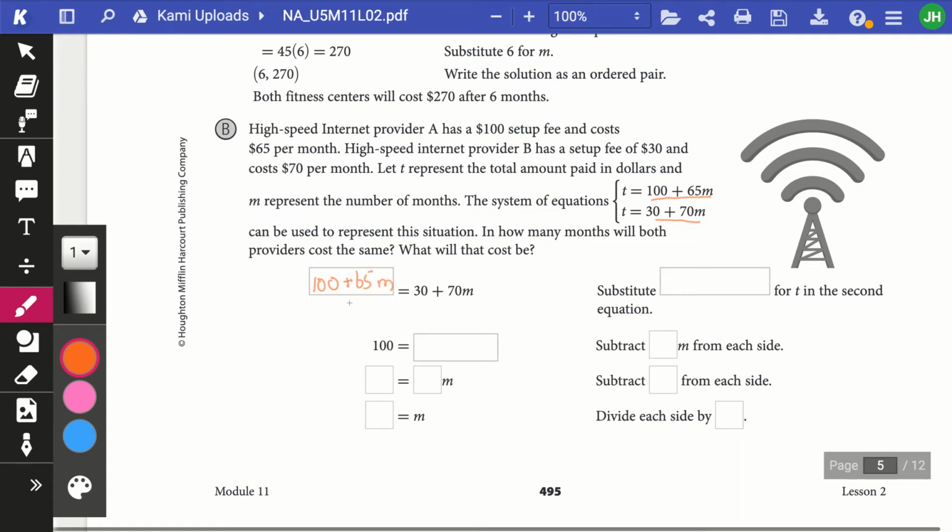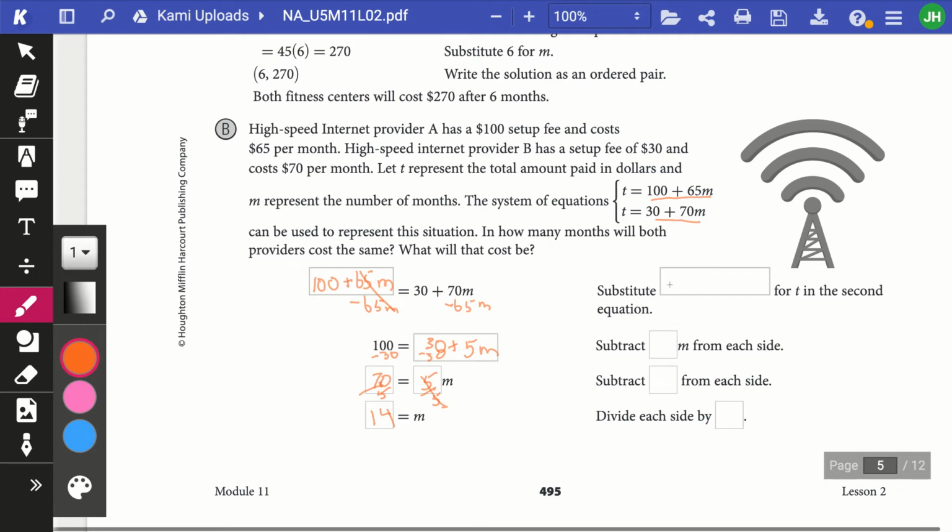So how do we solve? We're going to subtract 65M from both sides. 100 equals 30 plus 5M. Minus 30, minus 30. 70 equals 5M. Divide by 5. Divide by 5. 5 goes into 70 14 times. M should equal 14. Let's check to see if that's true.